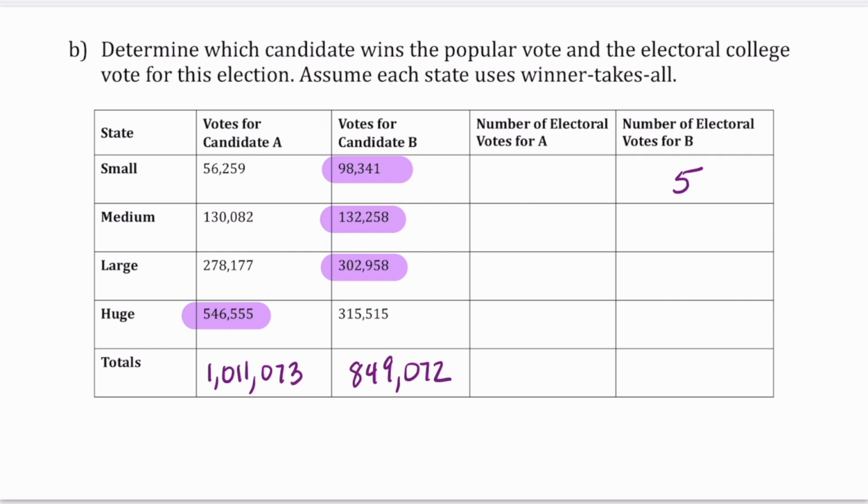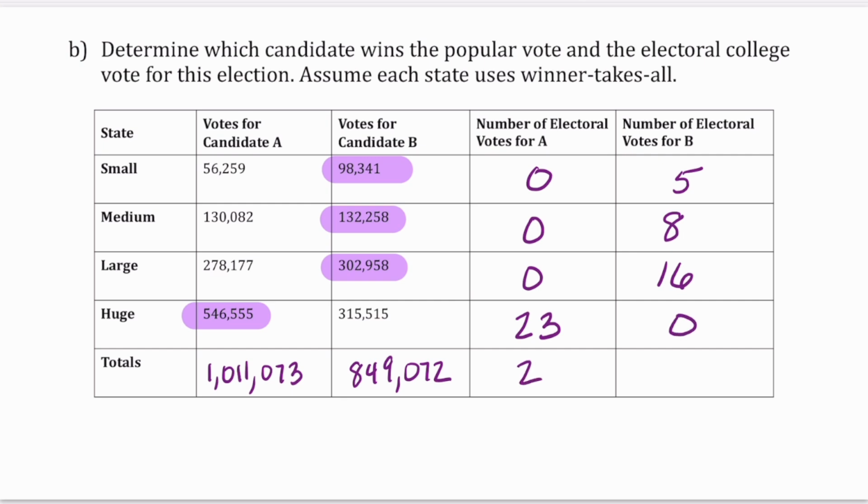For medium, we can see that candidate B, once again, will receive all 8 votes. Candidate B also won the majority votes in large state, giving them all 16 votes, and candidate A won the majority votes in huge state. So they will receive all 23 votes. Since it's a winner takes all, the other candidate gets 0 in each of those states.